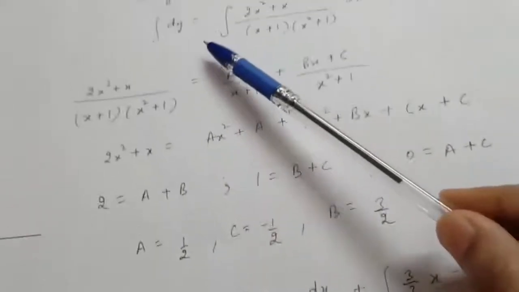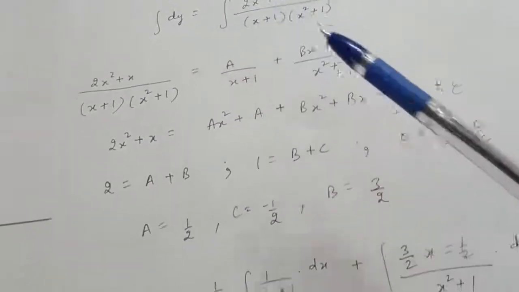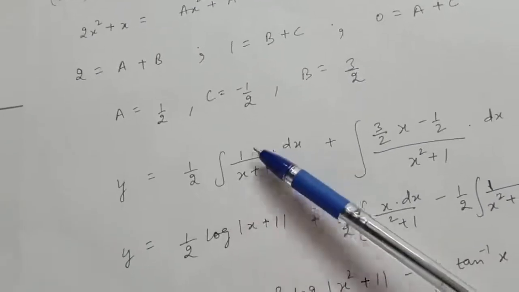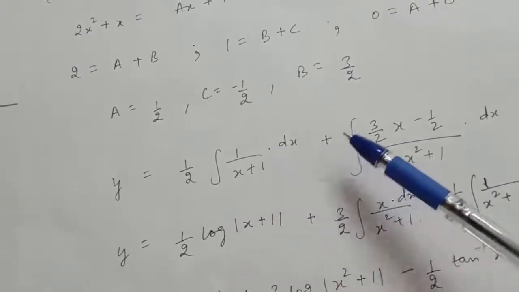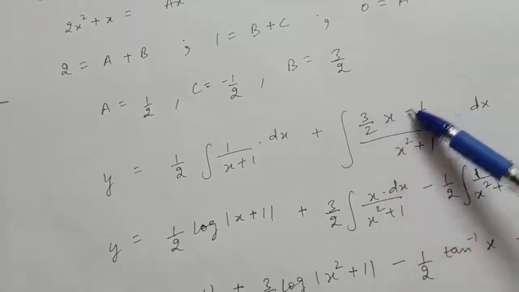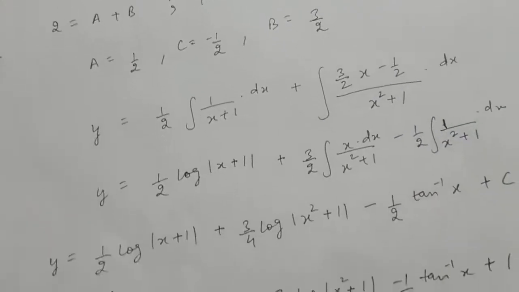So this integral of dy will be equal to y and this integral can be written as now 1 by 2 integral of 1 upon x plus 1 plus integral of bx plus c. So b is 3 by 2 and c is minus 1 by 2, divided by x square plus 1.